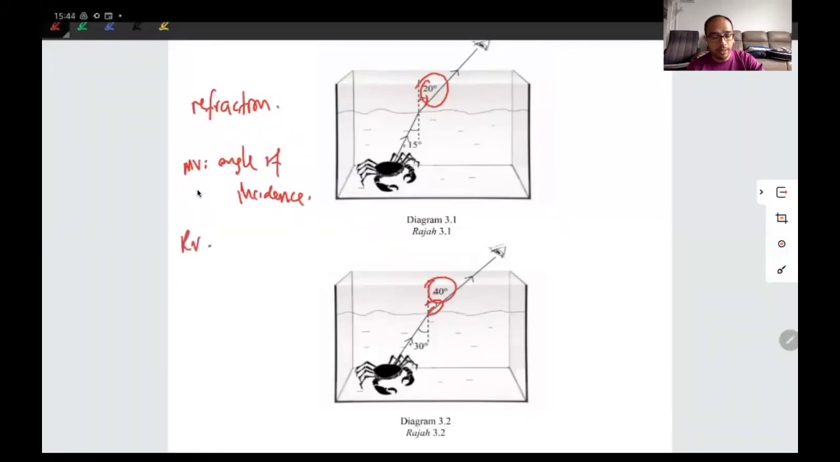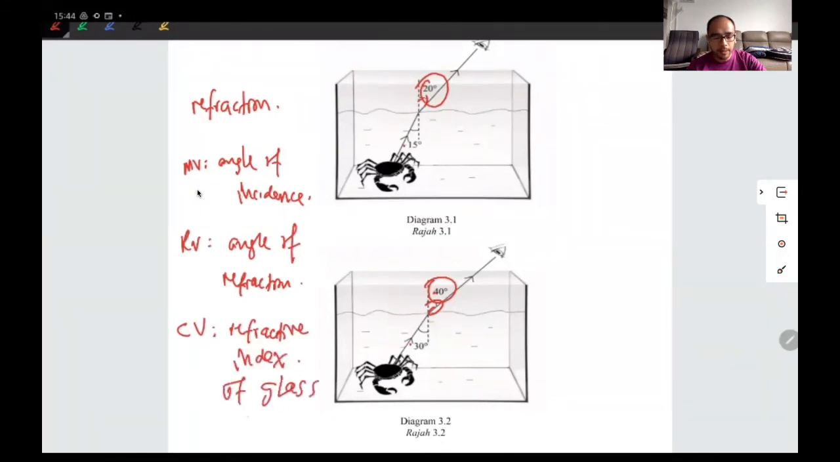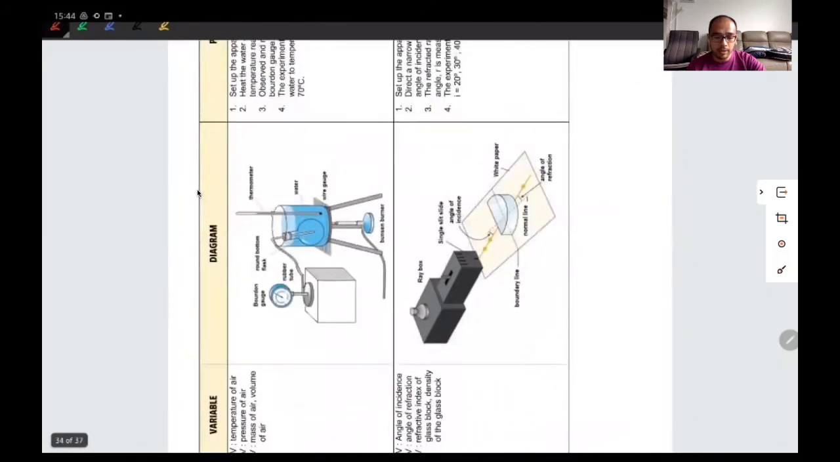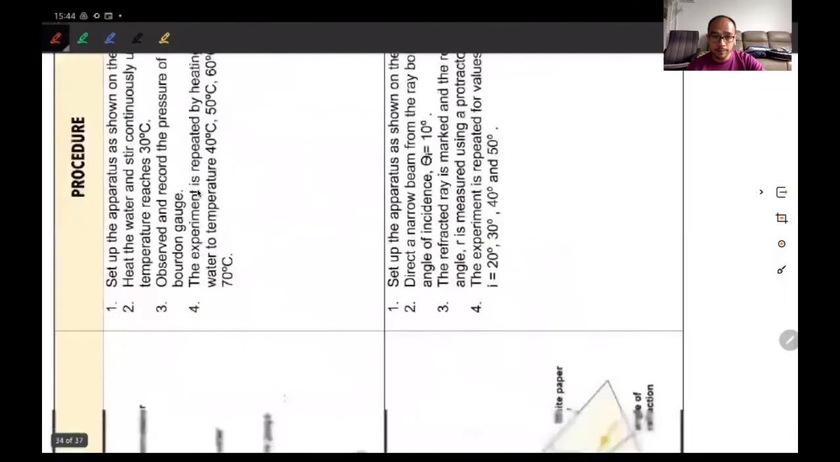So the RV is angle of refraction. Okay, and what is the CV? Don't say the type of glass block. It's always the refractive index. Of, you can say glass block lah, since we're going to be using glass block. So because this is a glass block over here. So how is the experiment like? Oh dear, I'm sorry. Experiments like this.